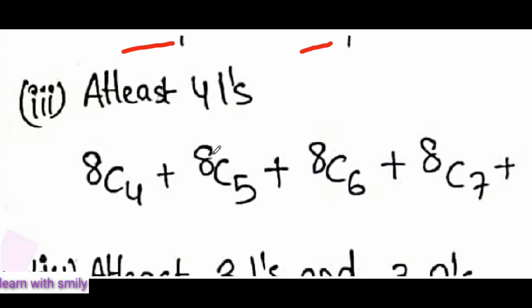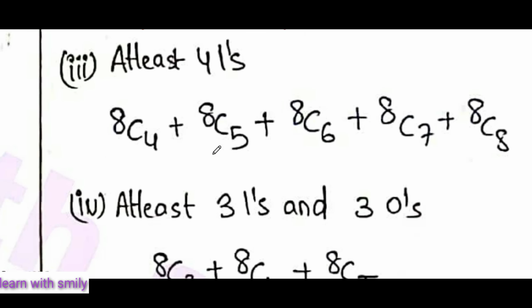And then at least 4 ones. At least 4 ones means, in the 8 bits, the maximum is 8. So it needs 4 ones, or 5, 6, 7, 8, because n equals 8. That's the reason we choose from minimum to maximum, because they have given the words at least. So 8C4 plus 8C5 plus 8C6 plus 8C7 plus 8C8. This is the way to do it when they ask about at least.